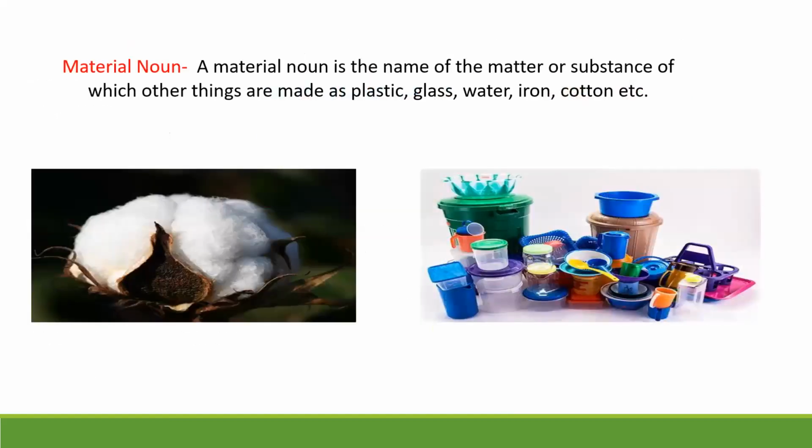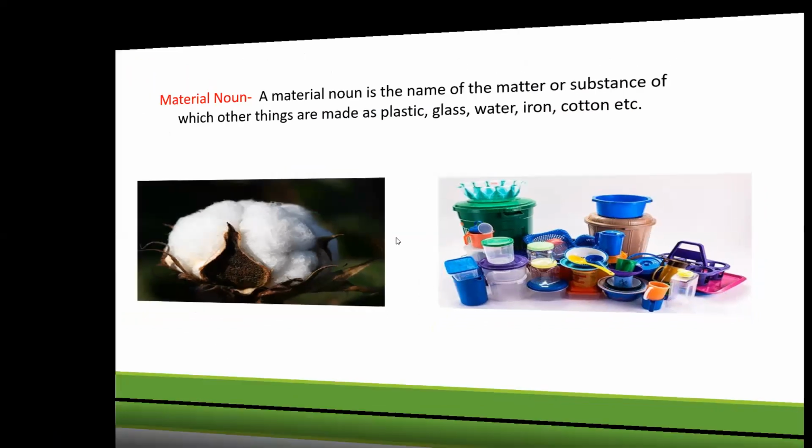Now the fifth and the last one is material noun. Material, when we talk about material, means the name of the matter or the substance of which other things are made, as plastic, glass, water, iron, cotton, etc. So here also you can give them multiple examples of material noun.